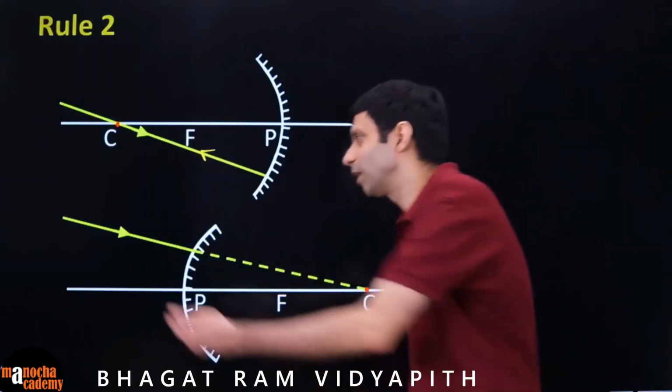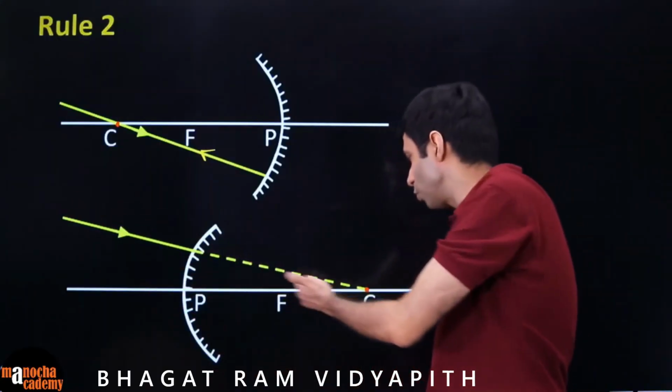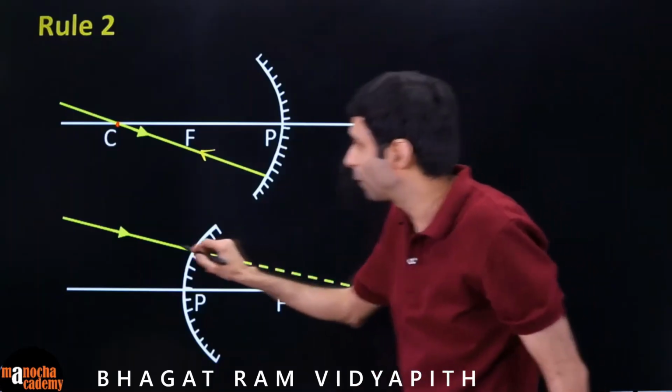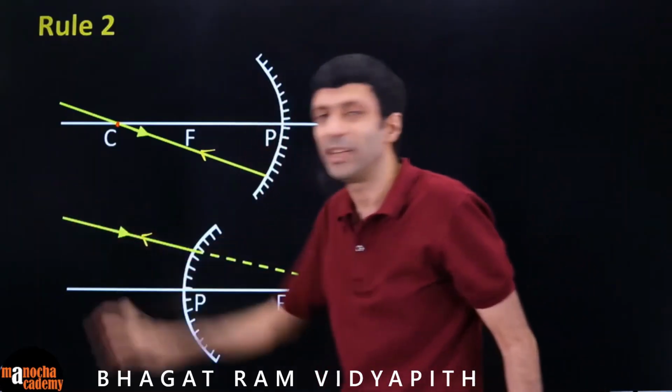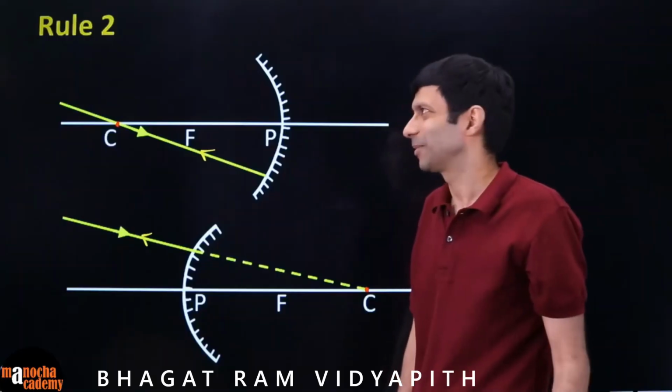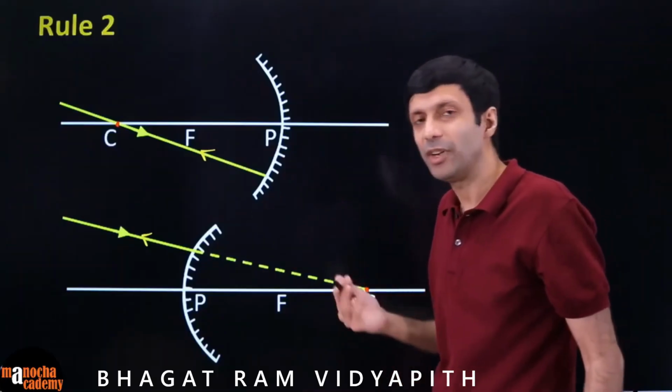Same thing for a convex mirror. When it is appearing to come towards the center of curvature, after reflection, it just retraces the path. That's it. Now why is this happening? Why is it retracing the path?